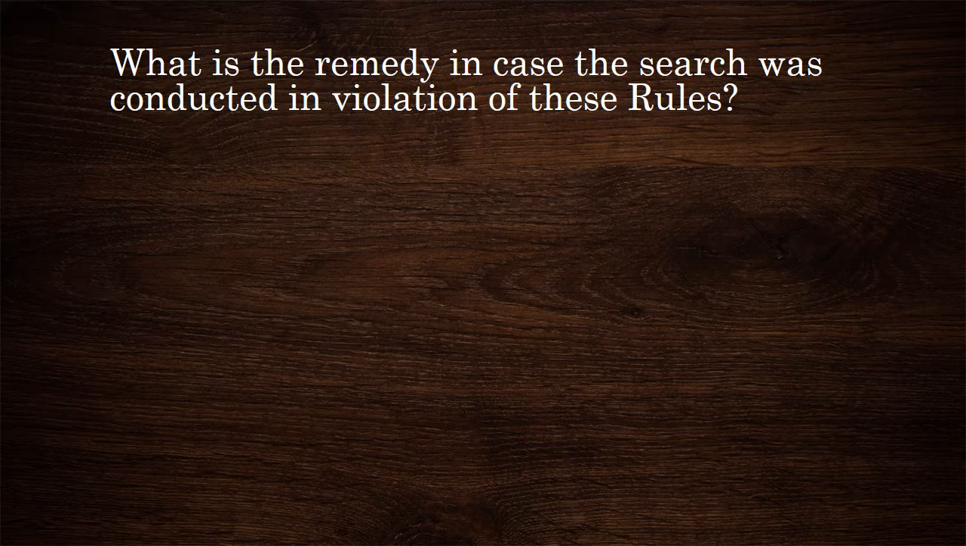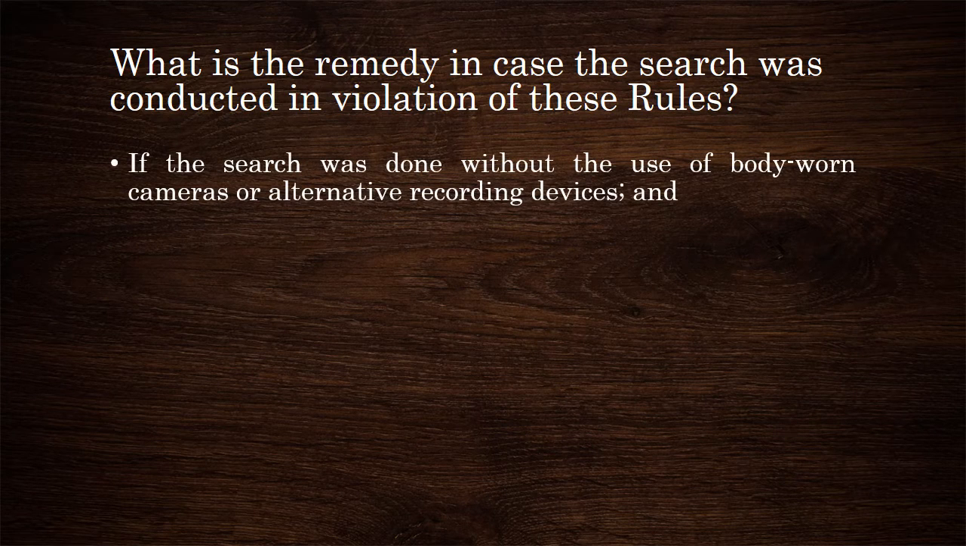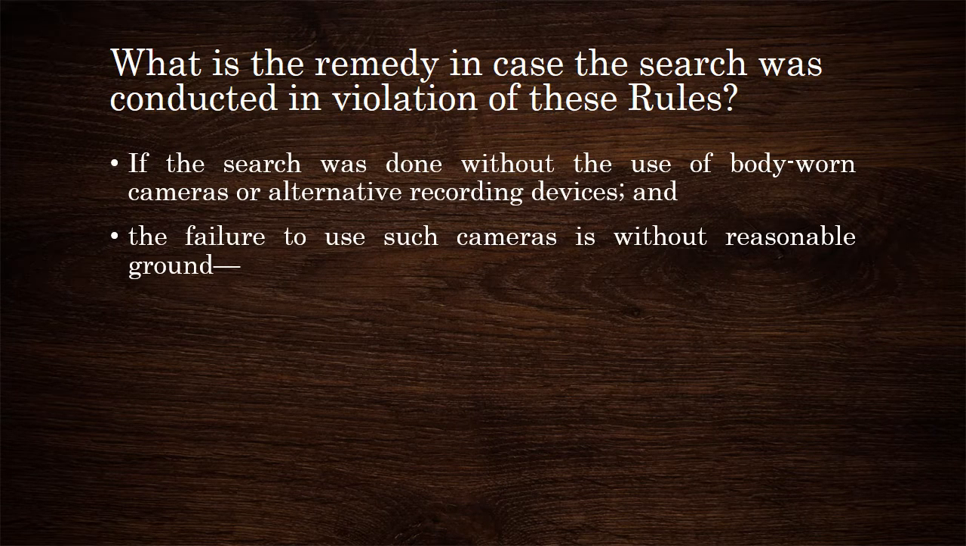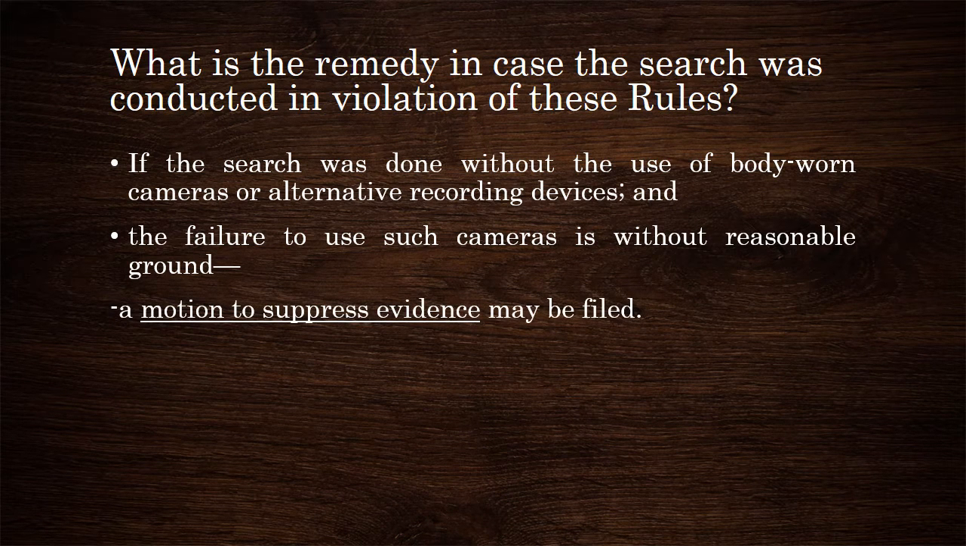What is the remedy in case the search was conducted in violation of these rules? If the search was done without the use of body-worn cameras or alternative recording devices, and the failure to use such cameras is without reasonable ground, a motion to suppress evidence may be filed. Where should it be filed? It may be filed in the court that issued the search warrant, or it may be filed in the court where a case was eventually filed against the person subject of the search warrant.